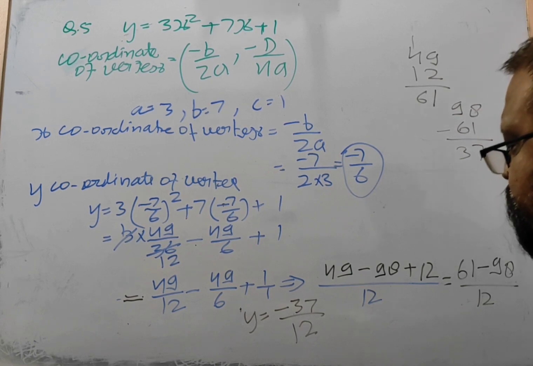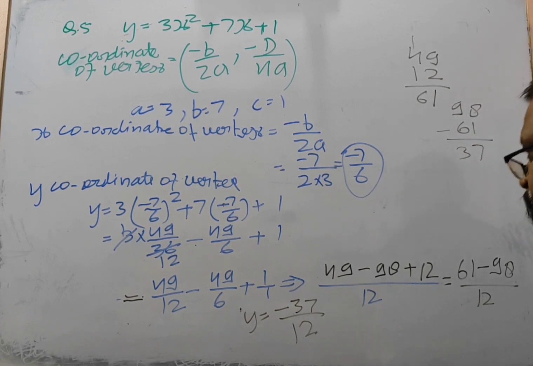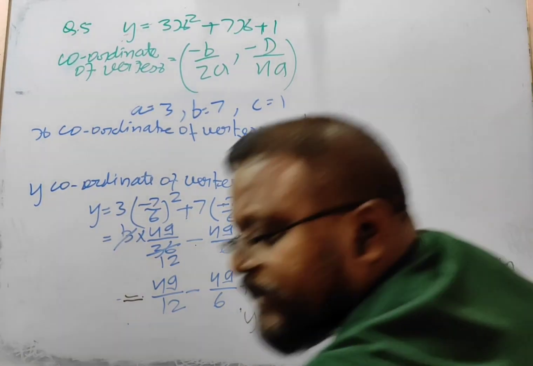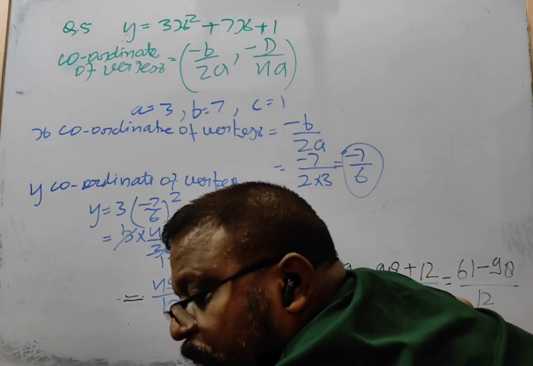37 is a prime number, so it will not be divisible. So coordinate of vertex are.